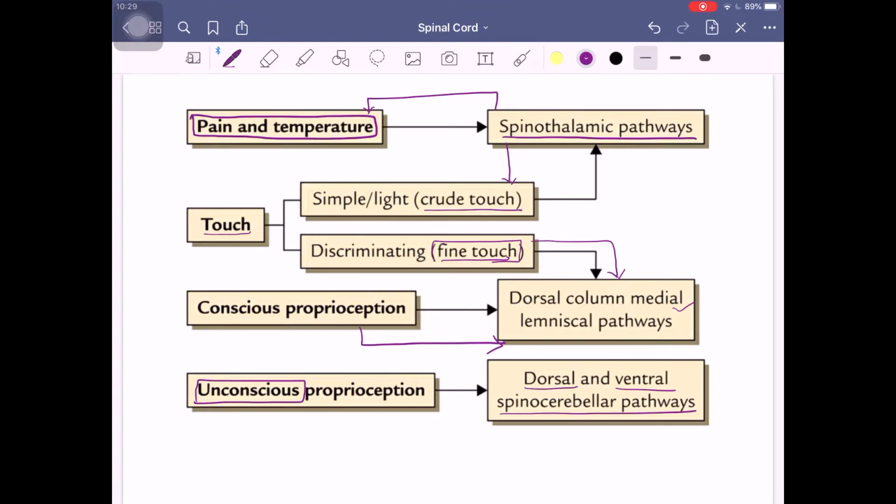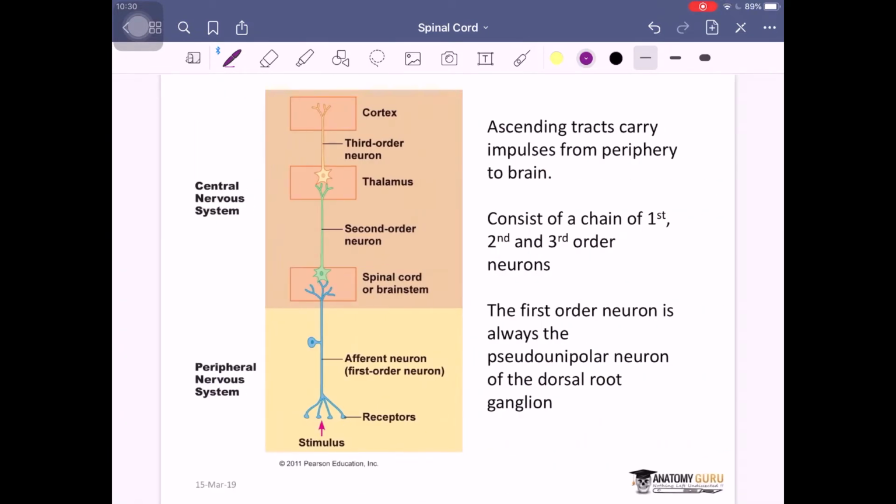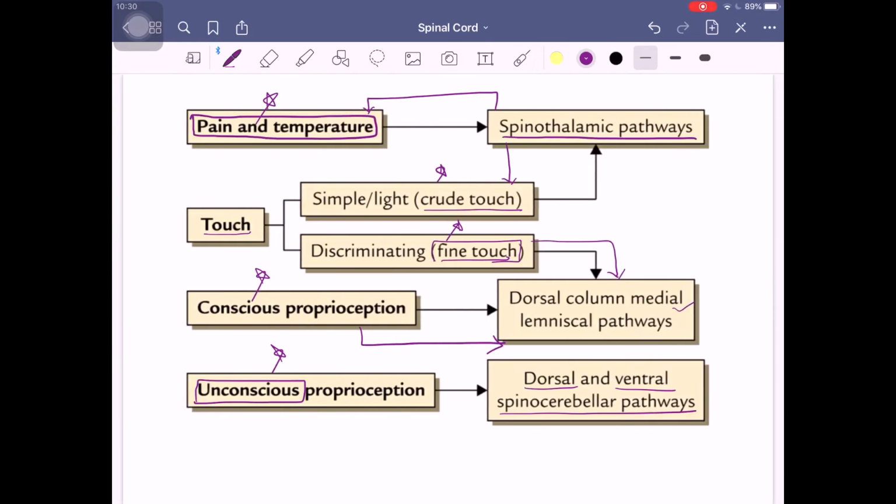So function-wise, you have pain and temperature, then crude touch and fine touch, then conscious proprioception and unconscious proprioception. These all are carried by your ascending pathways, so any injury in these tracts will cause loss of these functions. Now, before we go into the tracts, we have to understand what exactly a tract is.